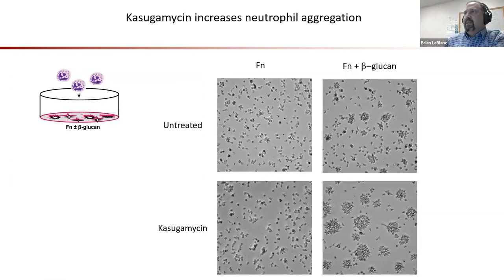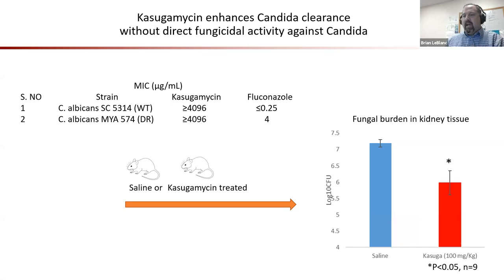And so adding it into our clustering assay, we found that sure enough, we got an increased clustering response using kasugamycin compared to saline alone. So that was very exciting for us. It seems to work the same way as our bisdionin C did. The question that we had was, well, does it have antifungal effects against Candida?